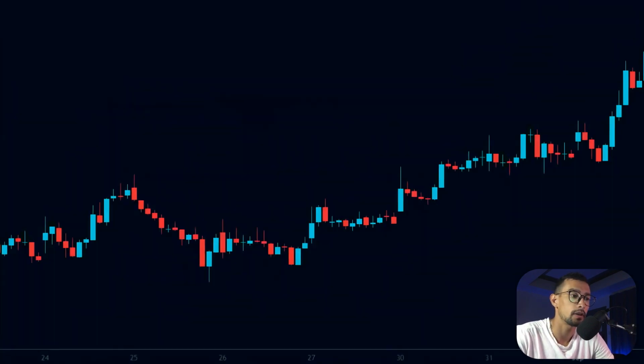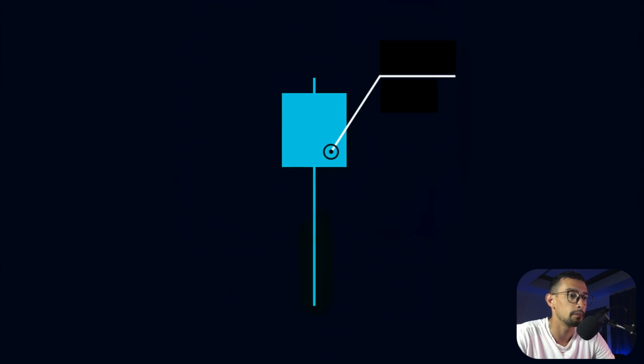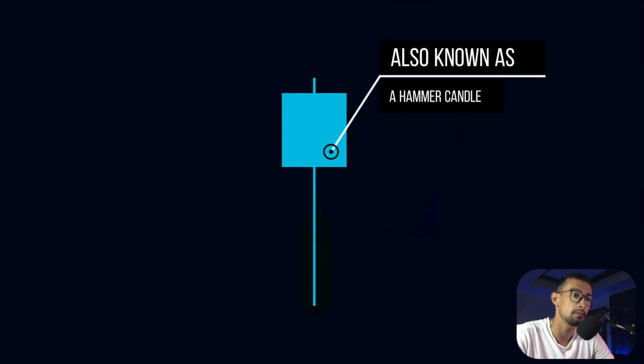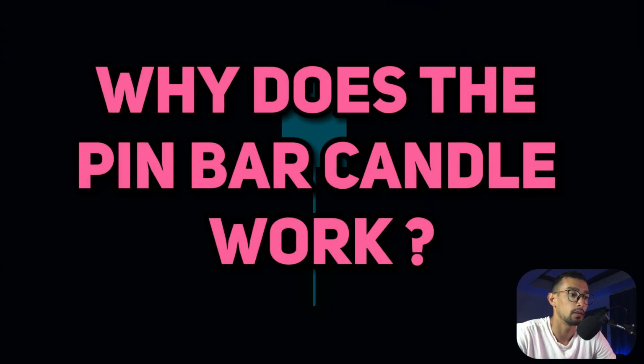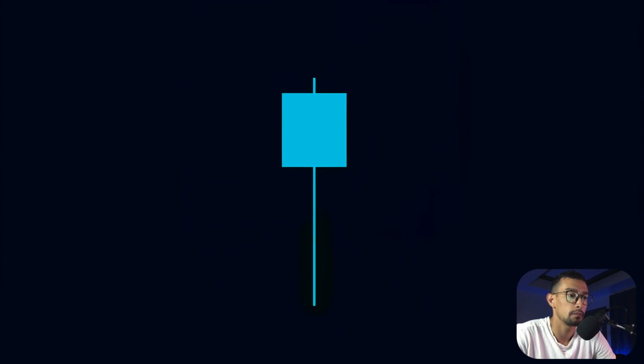This is how the pin bar candle looks. We can see that the pin bar candle closely resembles a hammer, and that's why it's also known as a hammer candle. Now pin bars are strong reversal indicators. Therefore, if we can successfully identify a pin bar candle, we could catch a trend reversal. So why does the pin bar candle work? Let us understand the logic behind it.